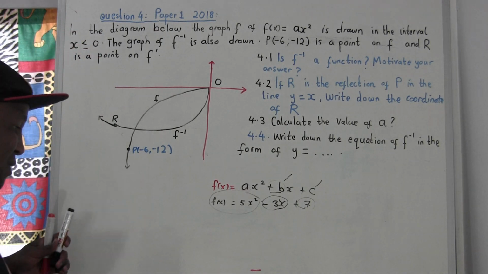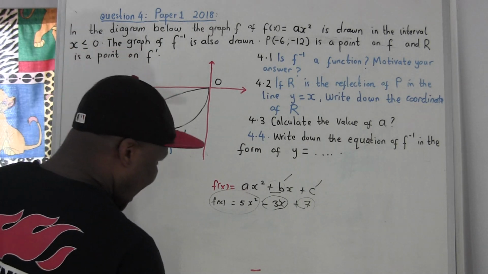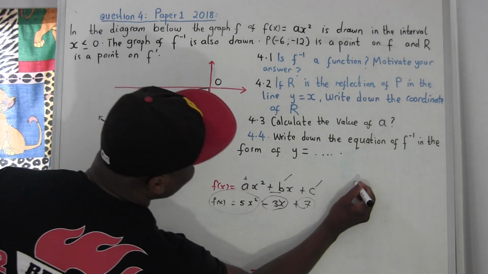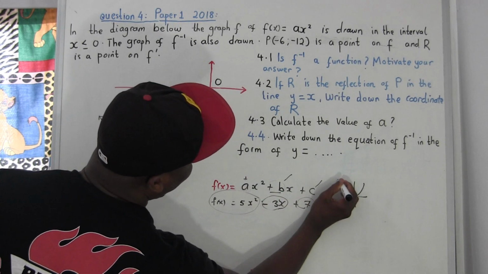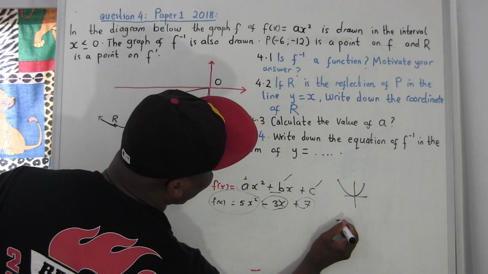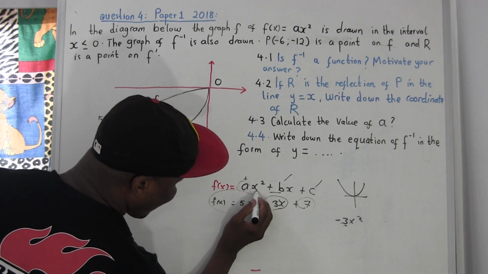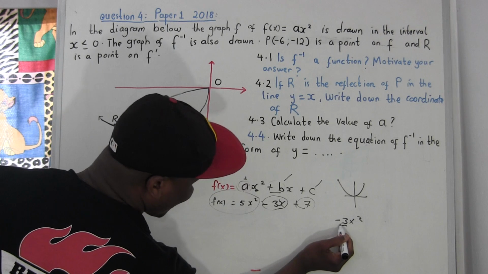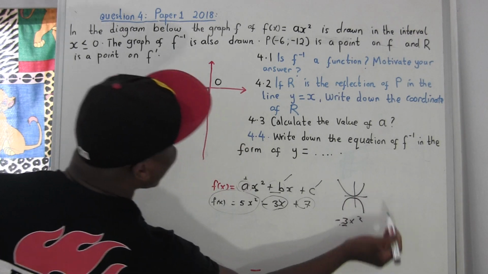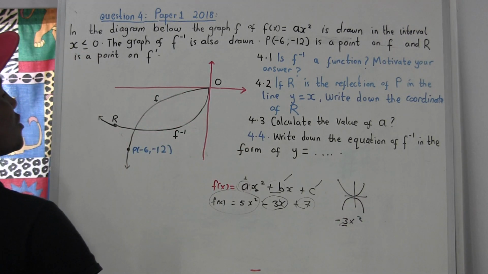Another thing is when this number is positive, your graph is going to concave upward. When this number is negative, let's say -3, what is our a? a is the number before x squared. If it's negative, the graph is going to concave downward. So for this case, we don't know.